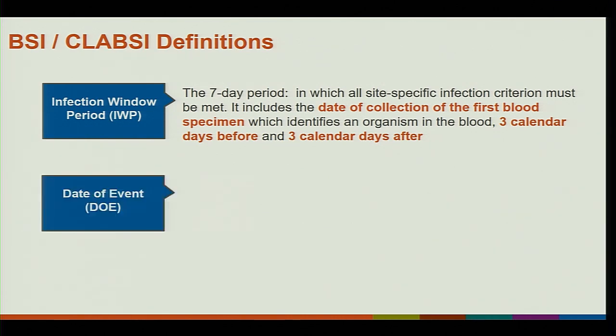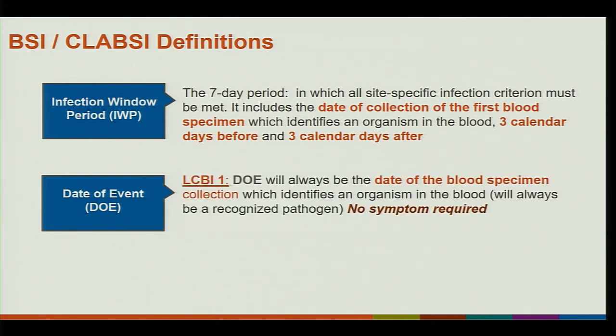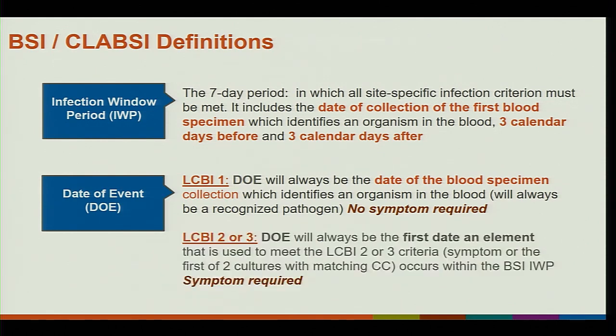The LCBI date of event is always the date of the blood specimen. The positive blood specimen with a recognized pathogen is the only element needed to meet this criterion. So for LCBI-1, no signs or symptoms are needed. This is in contrast to LCBI-2 and 3 criteria. For LCBI-2 or 3, the date of event is the date the first element is used to meet LCBI-2 or 3 criteria, and that occurs during the BSI infection window period.